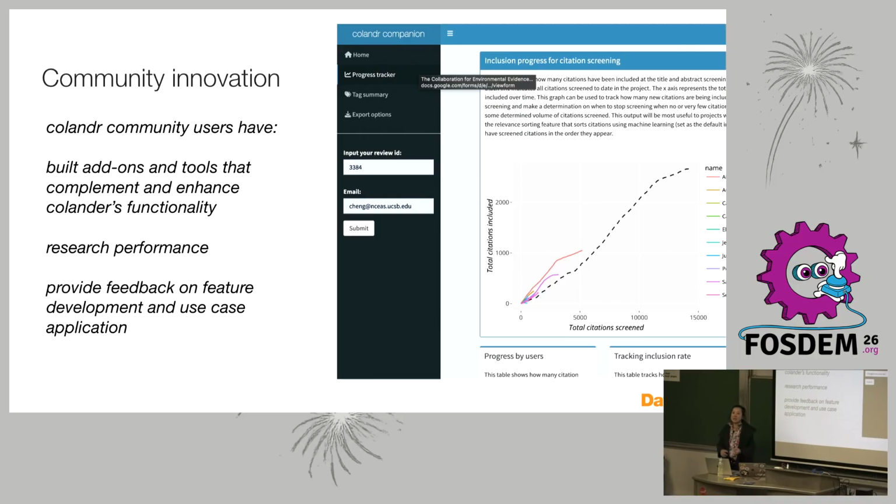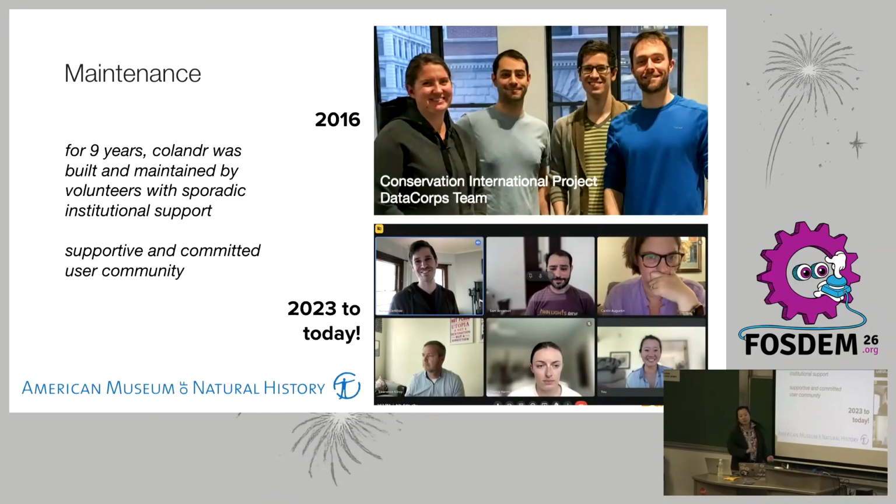But the other thing that's been really exciting is that this community of users has helped grow some of the features, right? We built Colandr as sort of an initial tool. People then came and said, this is great. We want to build some add-ons. We want to build tools that can complement and enhance its functionality, leveraging things like R so that they could create trackers and create things that would pipe the outputs to other tools. They've been helping track the research performance, conducting studies, comparing Colandr's performance to other tools that are out there, and providing feedback on how we could continue to develop it to respond to changes.